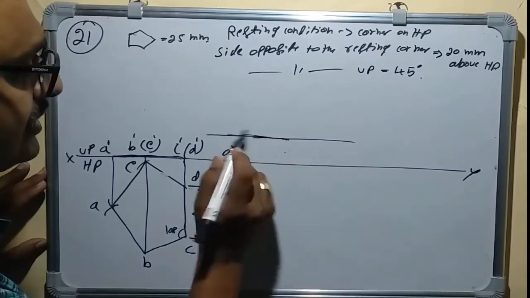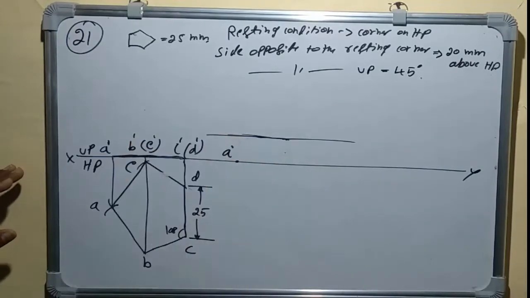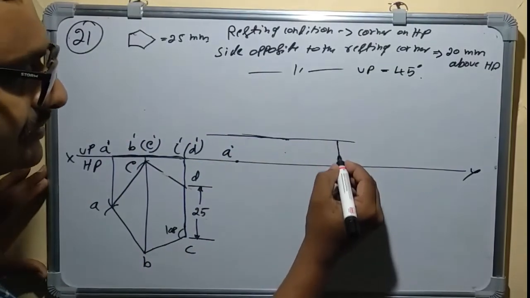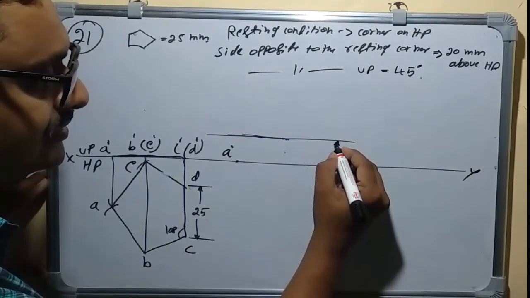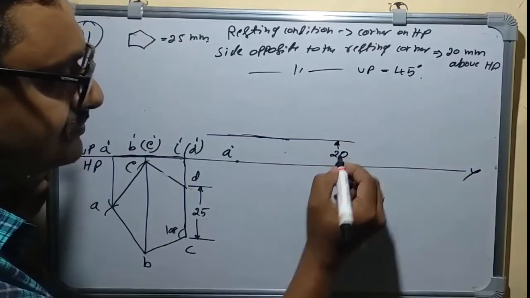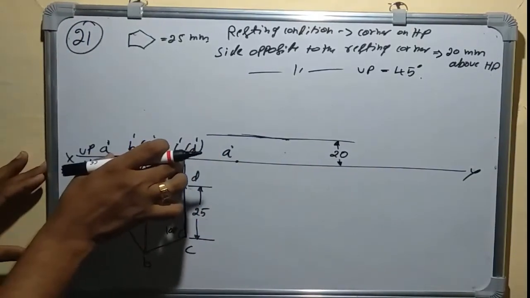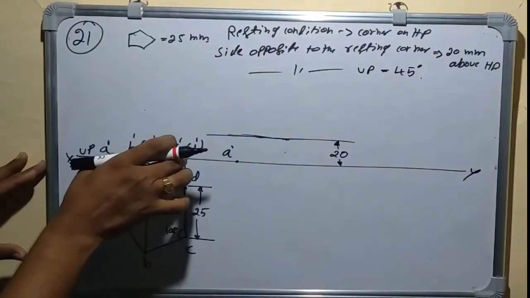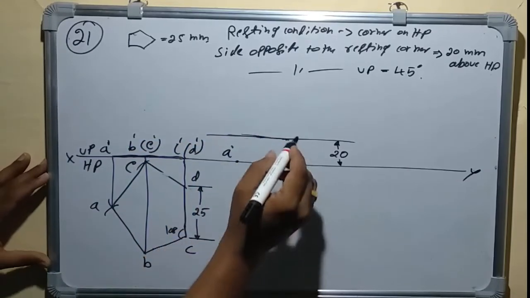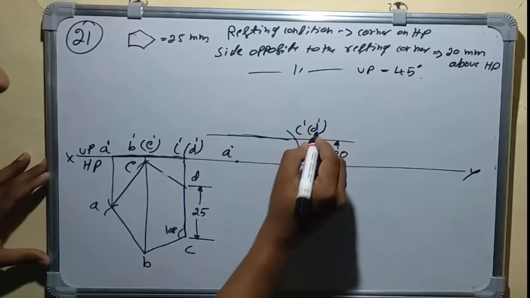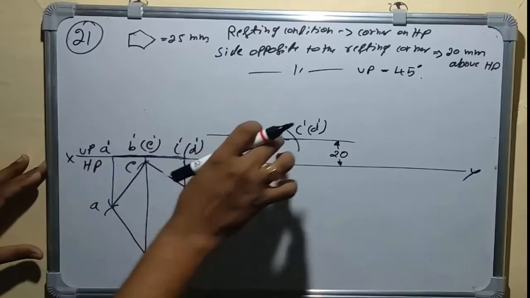This locus line should be exactly parallel to the XY line, and then you can show the dimension like 20. Next, from A dash, before that we can measure this length, A dash to C dash or D dash. Take A dash as center and draw the arc, and where it intersects, that will be C dash or D dash. Where it intersects, that will be C dash or D dash.